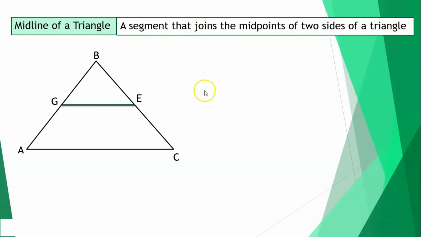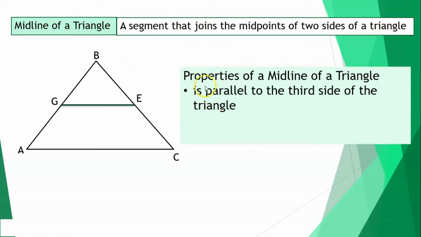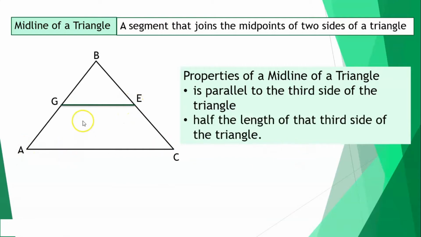Now some properties of a midline of a triangle. Number one, it is parallel to the third side of the triangle. So segment GE is parallel to segment AC. Another is, it is half the length of the third side of the triangle. So if AC measures X, then GE measures X over 2.